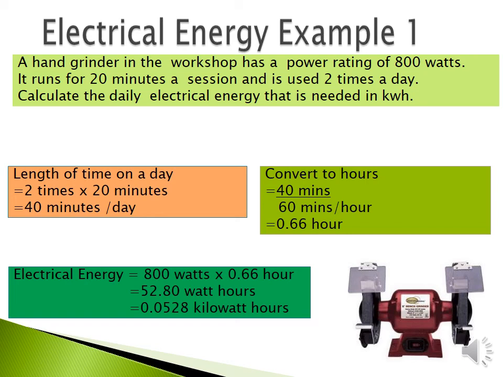Now we get the data for the electrical energy calculation: electrical energy is equal to power, that is 800 watt, multiplied by 0.66 hour, that is time, P into T. So 52.80 watt hour. Now we have to convert into kilowatt. So the answer we get here is 0.0528 kilowatt hour.